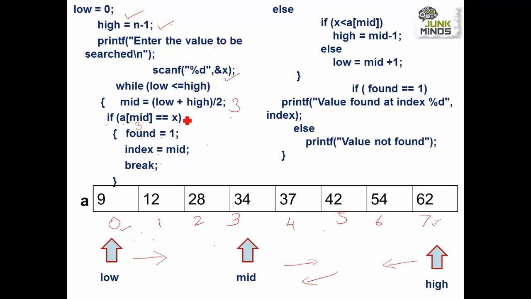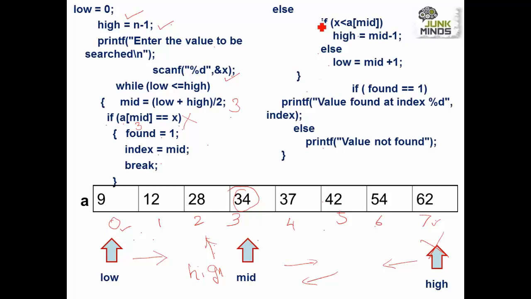But suppose this condition is false, meaning we've not yet found the value that we are looking for. Then what do we do? We will check if the value that I'm looking for is less than the value at mid. If the value is less than the value at mid, now please look at this. Then I need to check the values to the left of mid. So what I need to do is change this high and get it to mid-1. This is going to become the new high, and that is exactly what I've done over here. If x is less than a of mid, high is mid minus 1.